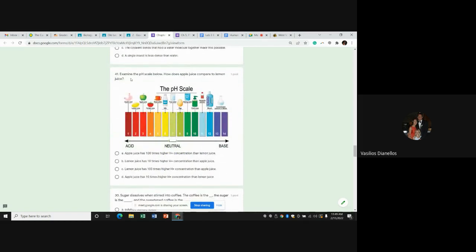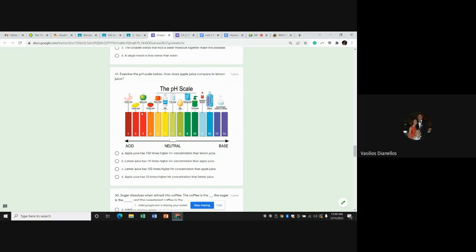So this next question is sort of the same thing, except now it's giving you a picture instead of giving the information. How does apple juice compare to lemon juice? All right, so apple juice is a 3, lemon juice is a 2. So we know the lemon juice is more acidic because it's lower. How much more acidic? Well, it's one step, so it's 10 times more acidic.